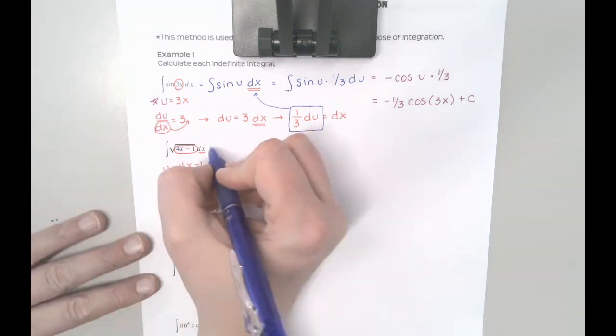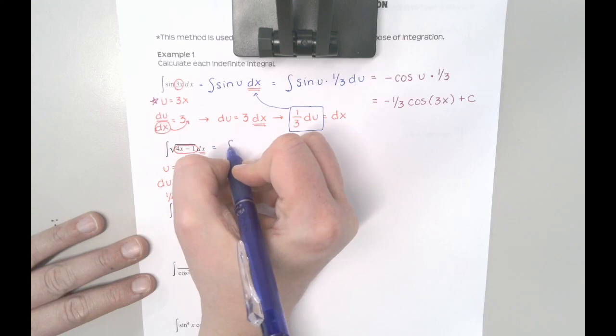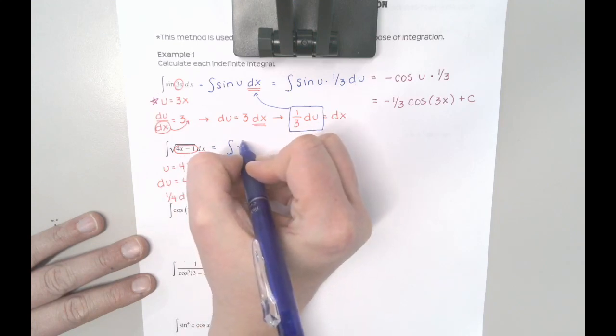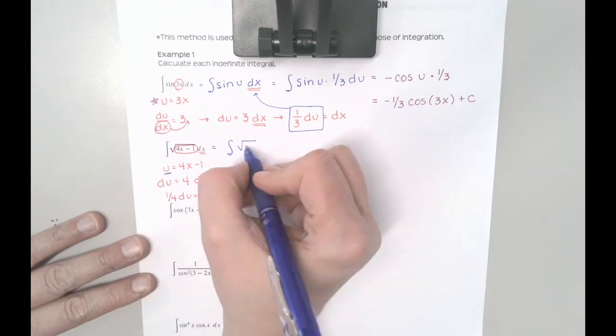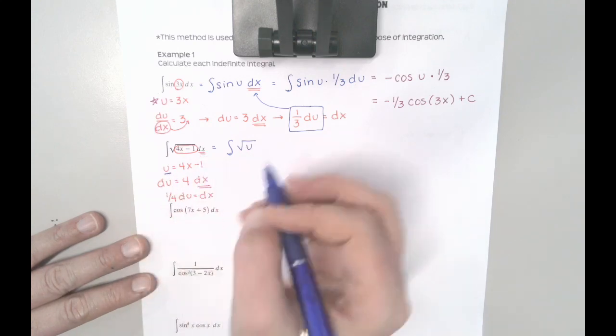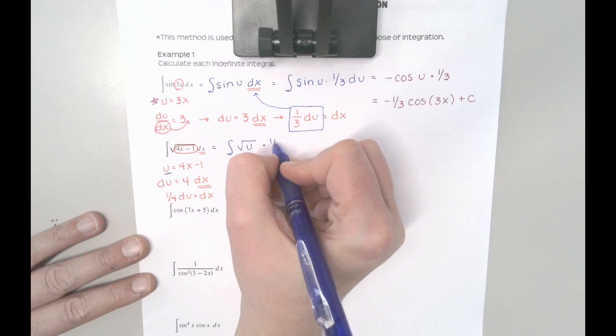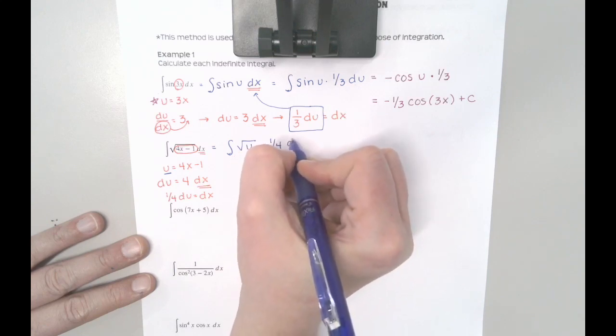So now I'm going to go back up here to my integral. And I'm going to say this is really the same thing as doing a square root of, and my 4x minus 1 is now u. Okay, and my dx is now a 1/4 du.